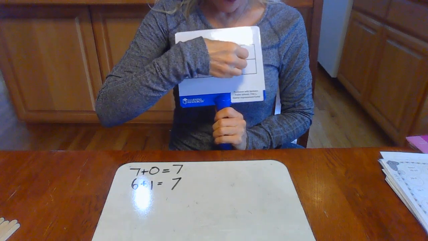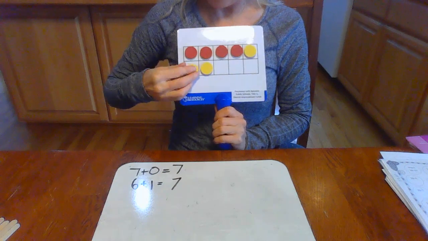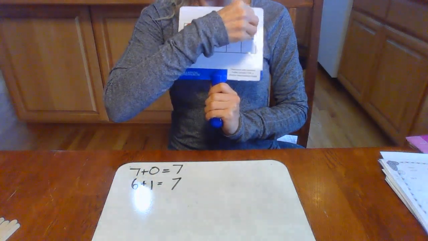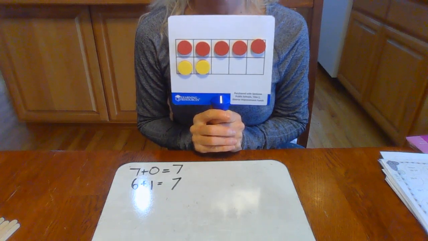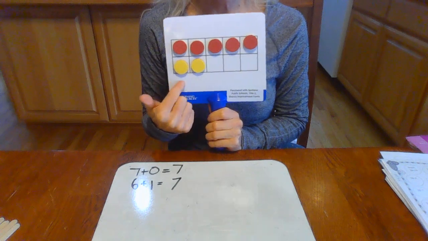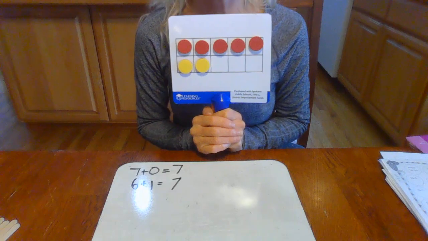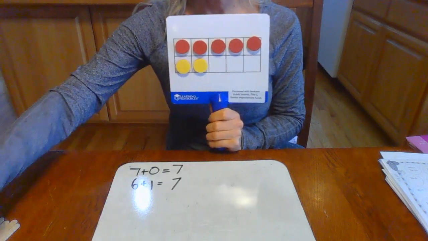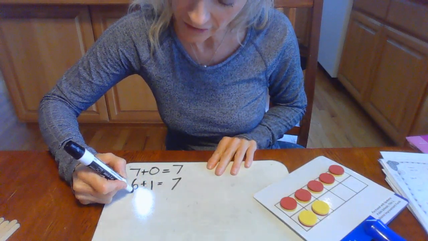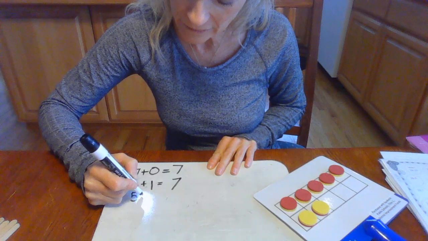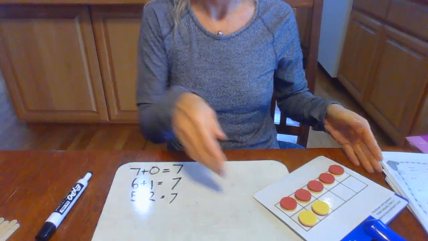And again, since we're working with 7, there's going to be 8 different ways to make 7. So now, just because I want to do it this way, I'm going to turn it over this way. Okay, so we still have 7. Oops-a-daisy, Mrs. Foster. Now, how many of the counters are red? Yeah, 5. How many are yellow? 2. How many all together? 7. So we would write 5 plus 2 equals 7. So go ahead and write that down. 5 plus 2 equals 7.